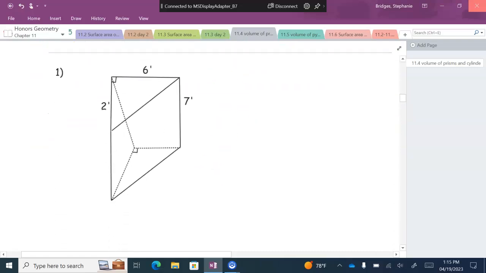All right, let's take a look at this prism. We're finding the volume.